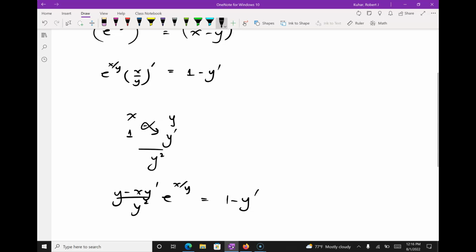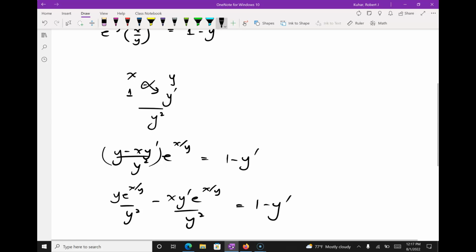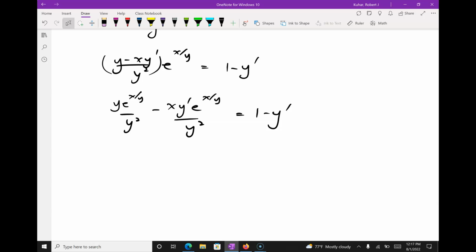And if you remember here, I am trying to isolate my y prime terms, right? So I'm going to distribute here, right? I'm going to distribute this e to the x over y squared. So I get y e to the x over y squared minus xy prime e to the x over y squared equals 1 minus y prime. Again, the way I do my algebra is the way I do my algebra. You do it the way you do it, right? You've already passed algebra. You should have already passed pre-calculus and trigonometry, so that your algebra is pretty much set.